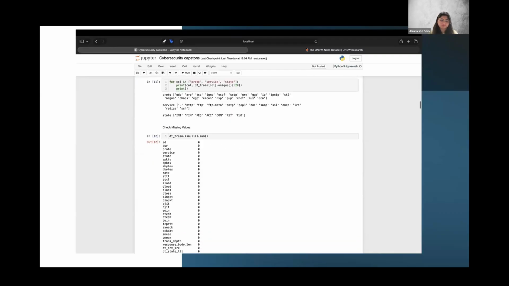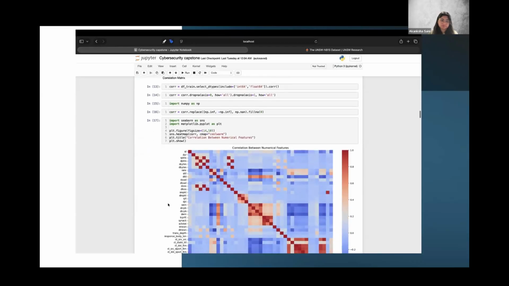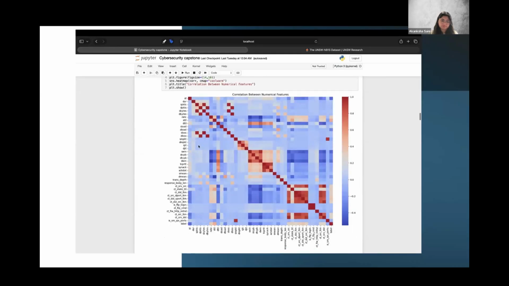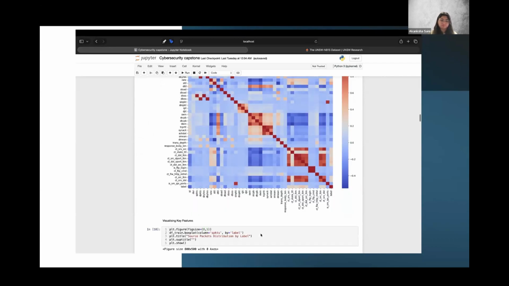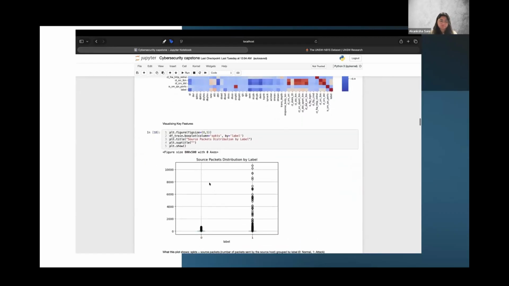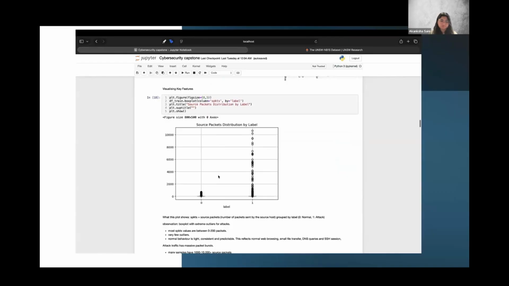After that, we moved on to visualizing the data in different forms. So first is the correlation matrix. This is really, really important as we can see the correlation between the different features. And if they're highly correlated, we can just take them out because they won't be teaching our model anything different or new.